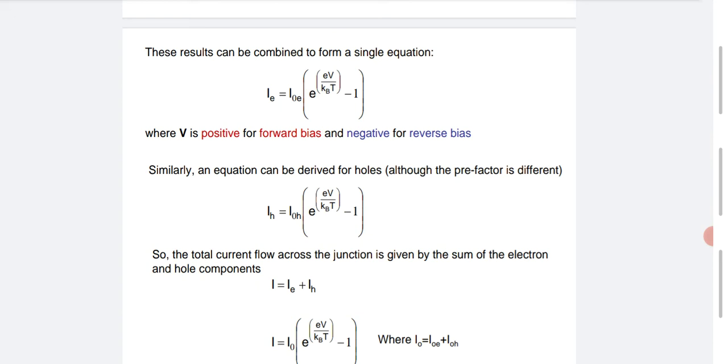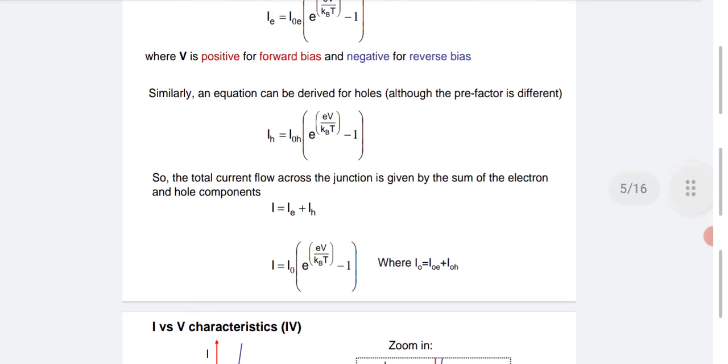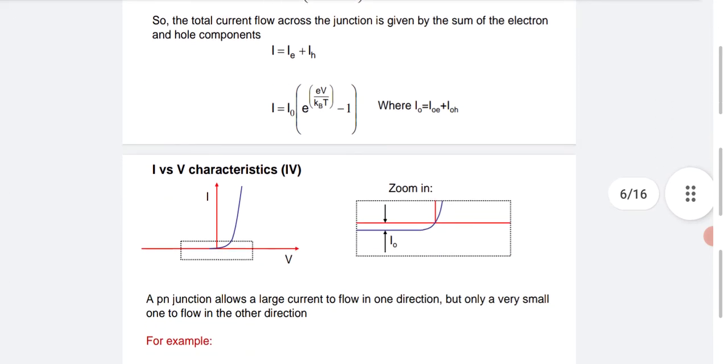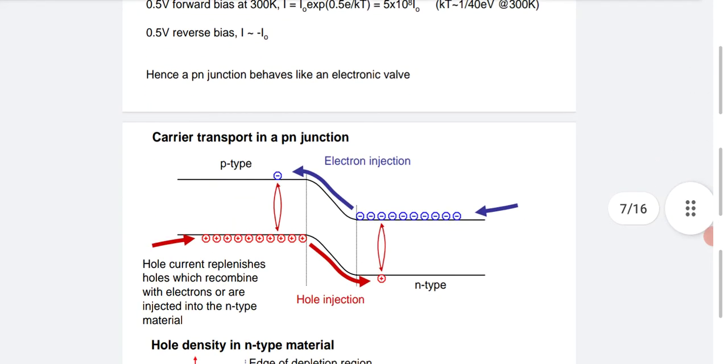So total current is equal to the current due to electrons plus the current due to holes. So the final equation becomes I is equal to I0 times e raised to eV upon kT minus 1. Now if we observe the current versus voltage characteristics, that is the IV characteristics, what happens? In forward bias, current is due to majority charge carriers. A PN junction allows a large current to flow in one direction but only a very small current in the reverse direction. To analyze this, one example is taken. You can read it and consider it.